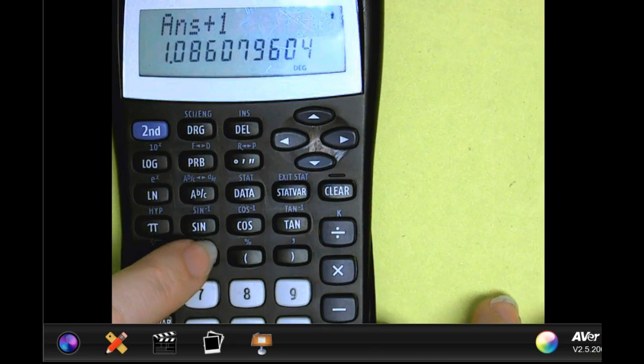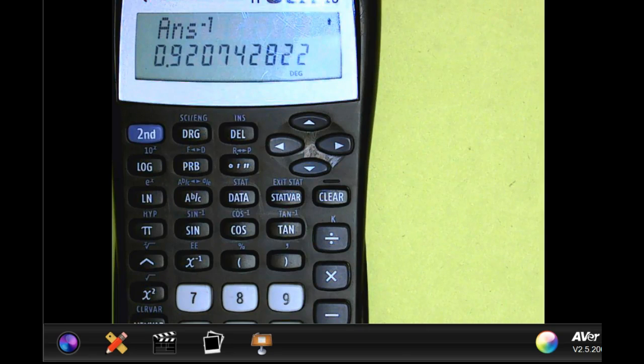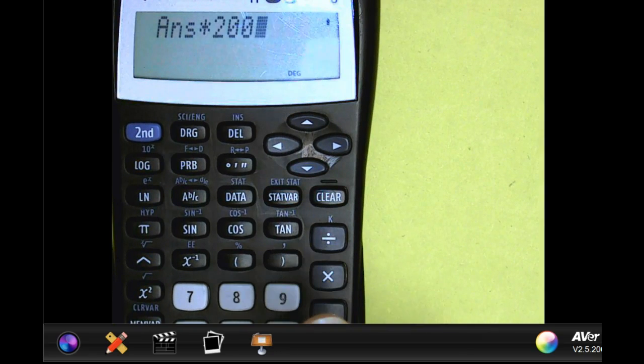To the negative 1 power. So if I just take that answer, that gives me the reciprocal, right? And then, oops, did it? And then if I multiply that by 20,000, I got it. Right?